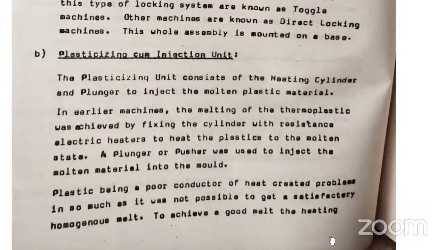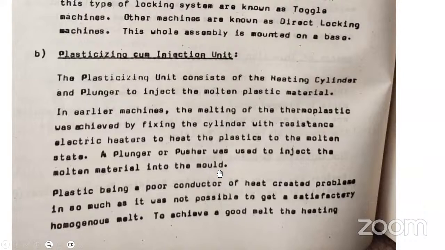Now, injection unit. That also we have seen here. Plasticizing unit and injection unit consist of the heating cylinder and plunger. Plunger means screw. This is the old type. Therefore, you can say screw also to inject the molten mass of the material. In earlier mechanisms, the melting of the thermoplastic was achieved by fixing the cylinder with resistance electrical heaters, the band heaters that I told you about. A plunger or screw is used to inject the molten material into the mold.